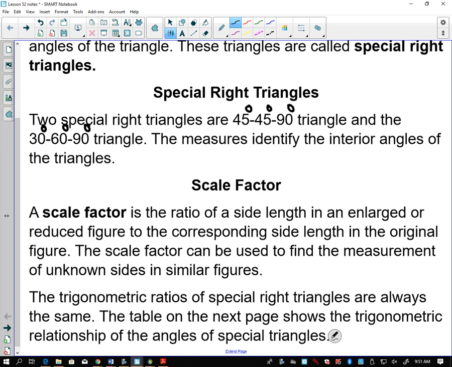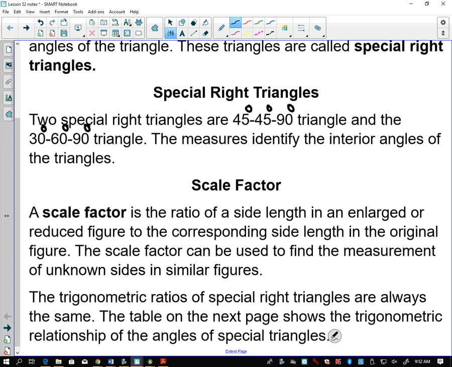Okay? A scale factor, to kind of step aside for a second, is the ratio of a side length in an enlarged or reduced figure to the corresponding side length in the original figure. In these, the scale factor, right? Any 30, 60, 90 triangle is proportional to every other 30, 60, 90 right triangle, because what you have is the angle, angle, angle similarity postulate. Okay, so that means if two triangles are similar, then their sides are proportional. So those proportions, or the ratios of the sides of every 30, 60, 90 triangle is exactly the same. Okay, meaning that those ratios will reduce down to the same thing always.